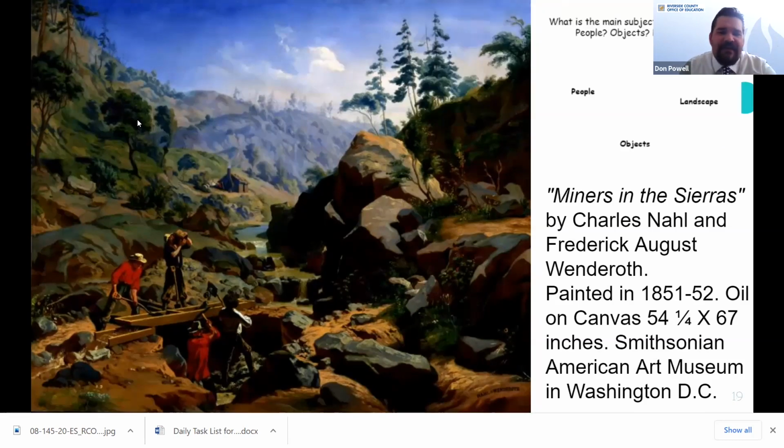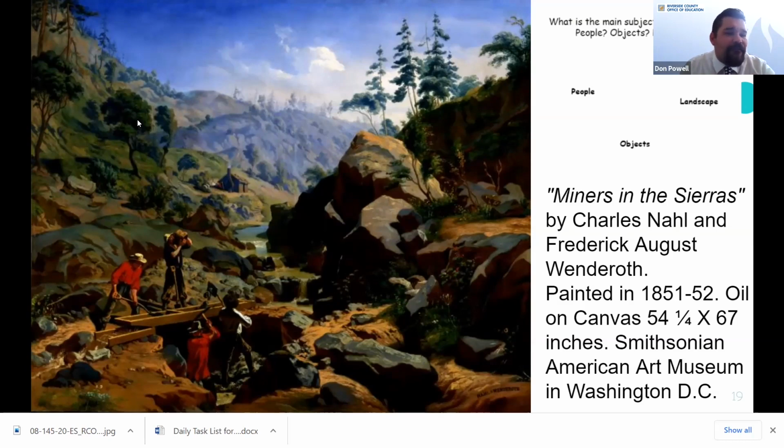The next question that we're going to take a look at is, what is the main object of the artwork? Is it people, objects, or landscape? In this particular instance, you may get different answers from your students, and that's okay, as long as they are able to justify the answers that they're providing. The large majority of this oil on canvas is of a landscape, so you could argue that the main subject is landscape.